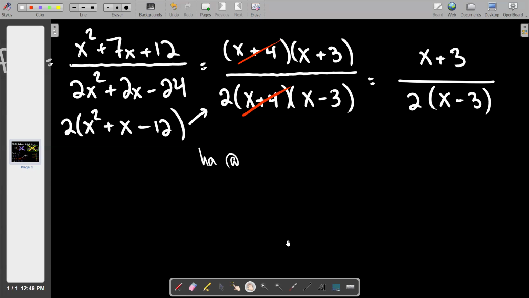Good. When the degrees are the same on the top and the bottom, which they are, x to the 2 and x to the 2, that's a tie, right? No one's bigger than anyone else. That's when we defer to the numbers in front. And in front of the top is a 1, in front of the bottom is a 2. That makes a ratio of 1/2. So we say there's a horizontal asymptote at y equals 1/2.